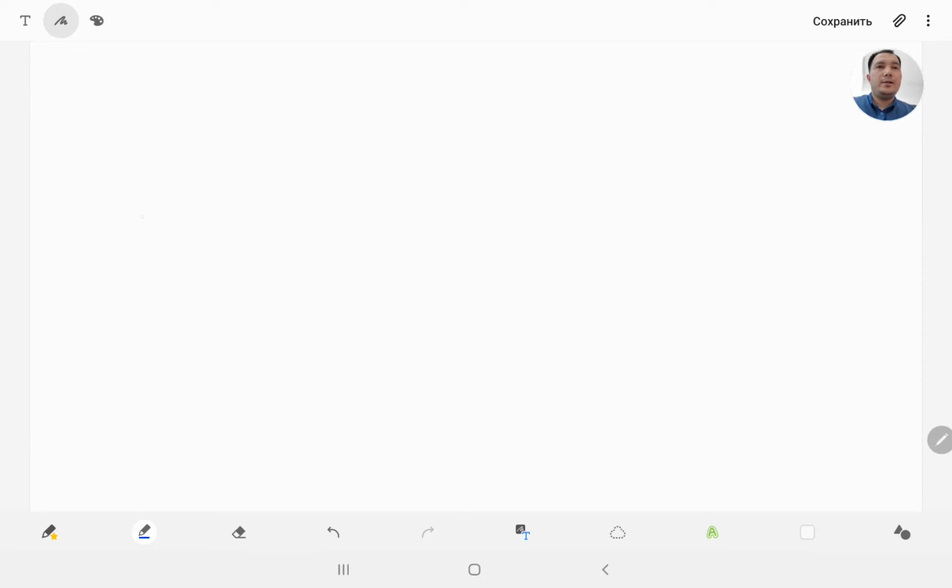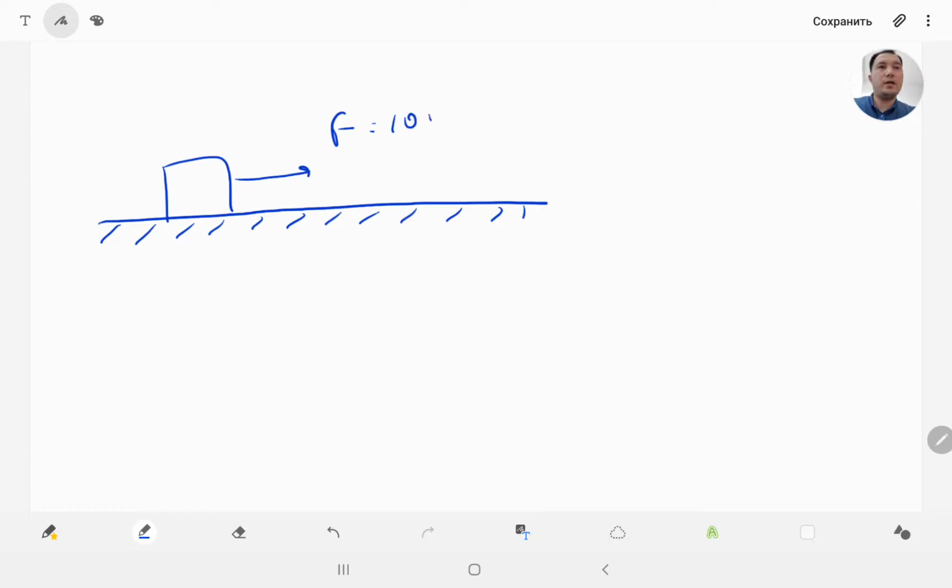Yes. So, a frictionless surface, and we have an object. Someone is applying a force F of 100 Newton. Of course, this object will move, and find the velocity of this object after 10 meters.